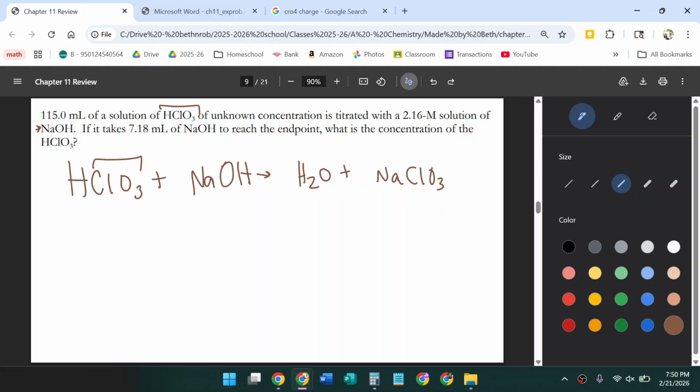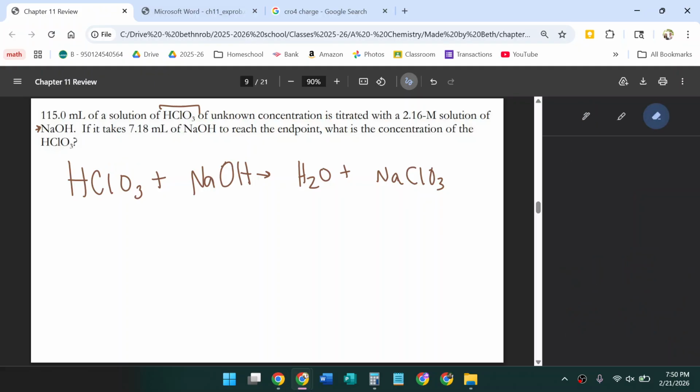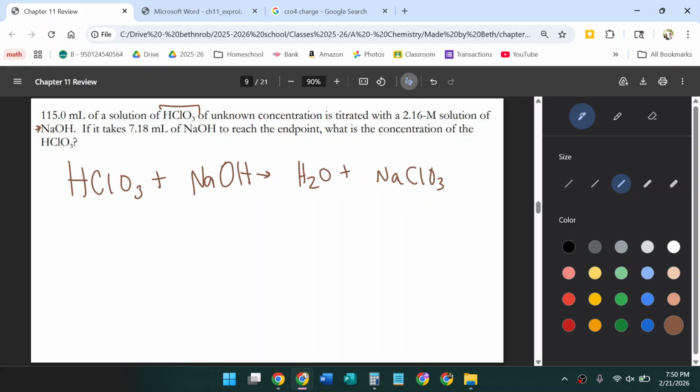All right, let's check and make sure we got everything lined up. We have 2 H's on the left, 2 H's on the right. 1 Cl on the left, 1 Cl on the right. 4 O's on the left, 1 plus 3, 4 O's on the right. 1 Na, 1 Na. So everything lines up, so we're fine. We're good to go.